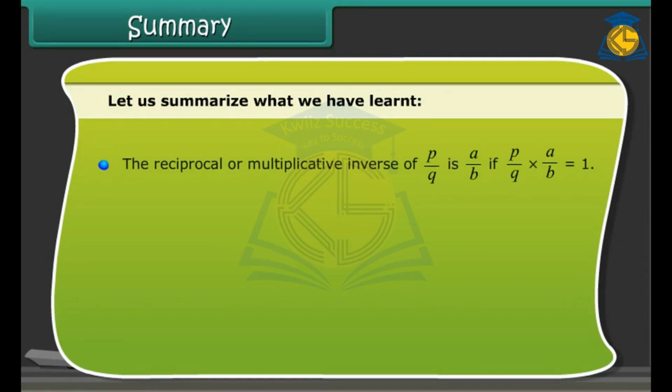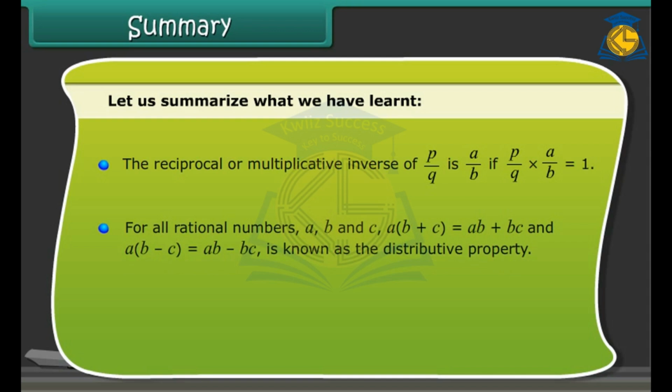The reciprocal or multiplicative inverse of P upon Q is A upon B if P upon Q into A upon B is equal to 1. For all rational numbers A, B and C, A into B plus C is equal to AB plus AC and A into B minus C is equal to AB minus AC, known as the distributive property.